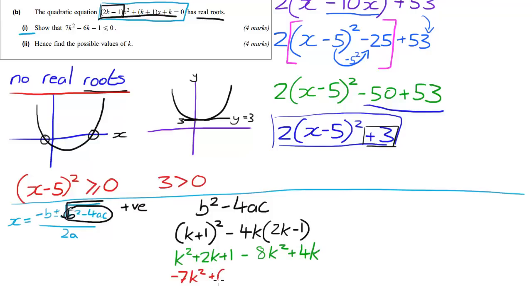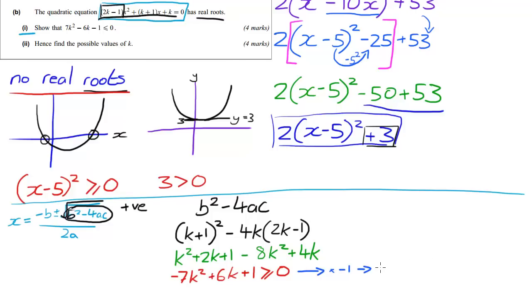Plus 6k, and we are going to get a plus 1. And what we are saying is that this, because it has real roots, this is greater than or equal to 0. So this might not be immediately obvious, actually, this last step that I'm going to do, but I'm going to times everything by minus 1. So times by minus 1.